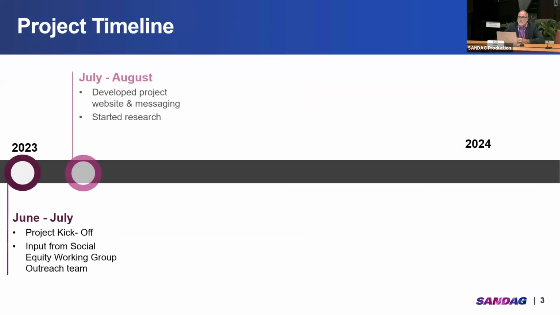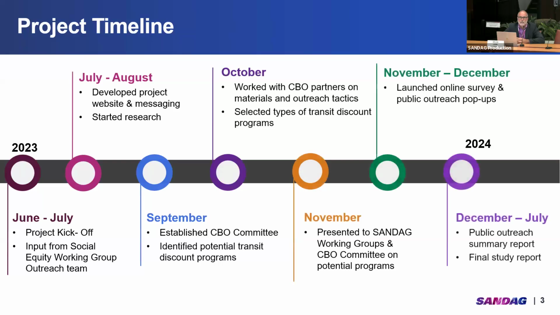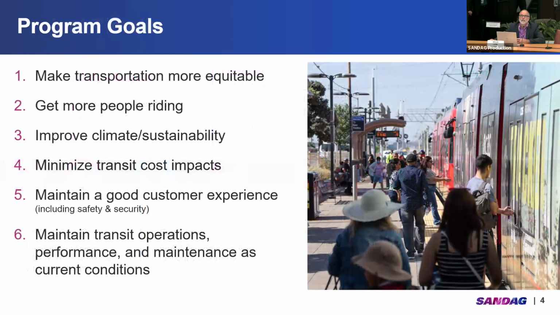We started this a little over a year ago last summer. We got some input from the social equity working group's outreach team, and then formed a subcommittee of CBO groups, and hired a consultant who was able to work with the CBO groups and talk to them about what kind of goals they'd like to see from the study and what kind of outreach we should do to ensure that we're getting public participation and as much feedback as we can to inform this report. We did a lot of outreach in the November, December timeframe last winter, and then this spring and summer finalized the report, and finally are here in front of you today to talk about it.